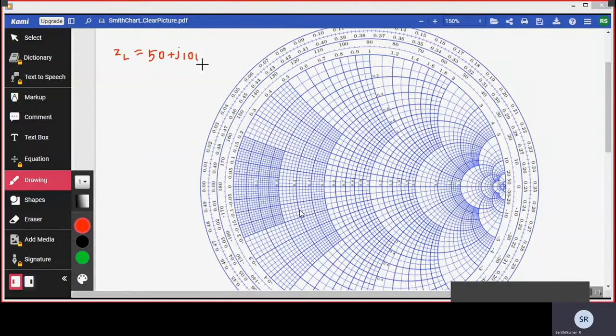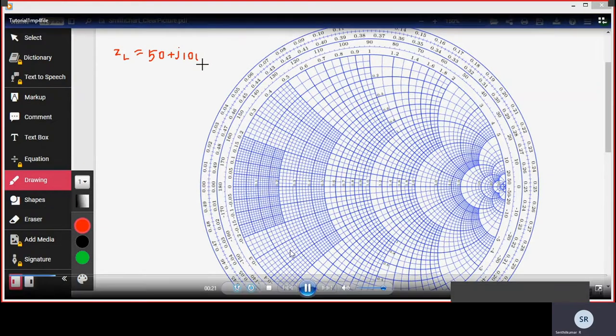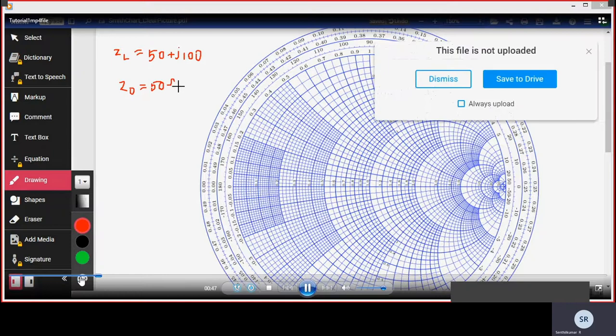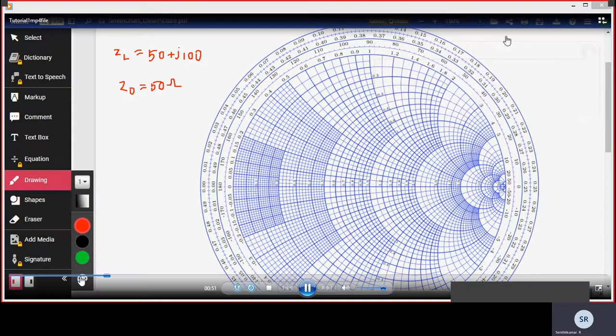in a Smith chart. Here the load impedance is equal to 50 plus j100. 50 is the resistance value and j100 is the inductive reactance value. Here the characteristic impedance is assumed to be 50 ohms, so that is not equal to 50 ohms.